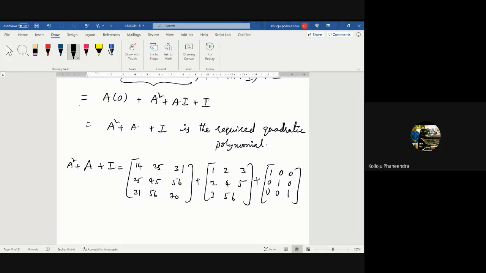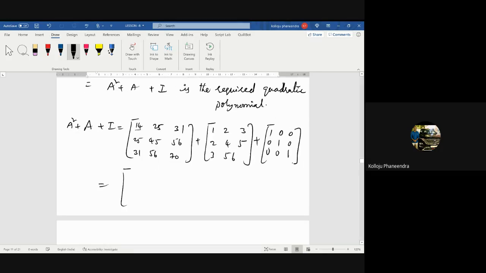Got it? Okay. So what is this value finally? If I add the same positions, what am I getting? 14 plus 1, 15, plus 1, 16; 25, 27; this is 34; 25 plus 2, 27; 45 plus 4 plus 1, that is 50; this is 61; this is 34, you will get; this is 56 plus 5, 61; and this is 76, 77. This is the problem. Any doubts?